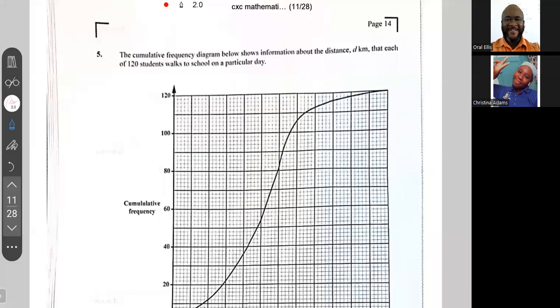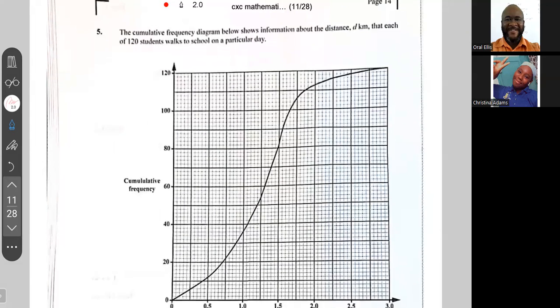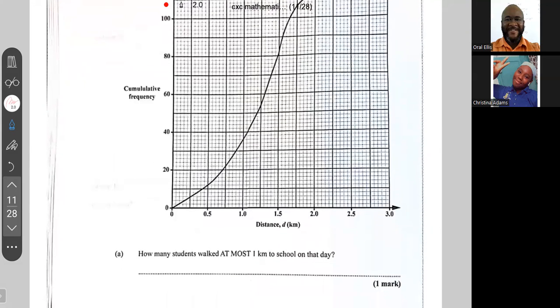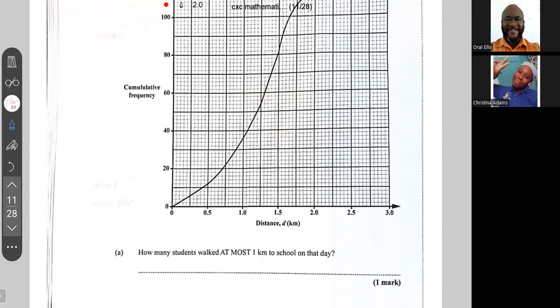All right, so January 2022, question number 5. This says the cumulative frequency curve diagram below shows information about the distance d that each of 120 students walk to school on a particular day. All right, so we have a cumulative frequency curve. How many students walk at most 1 kilometer on that day?